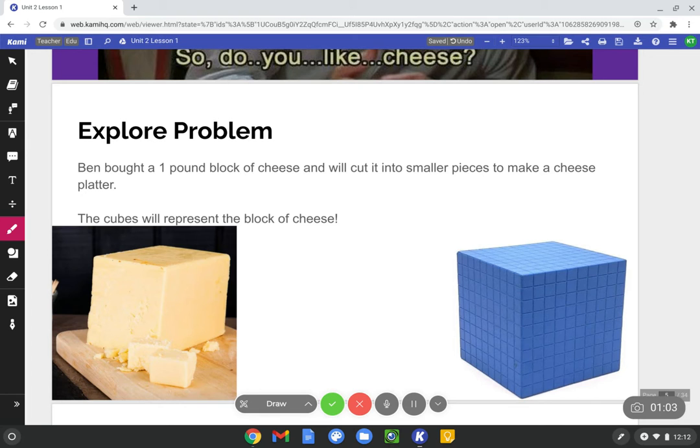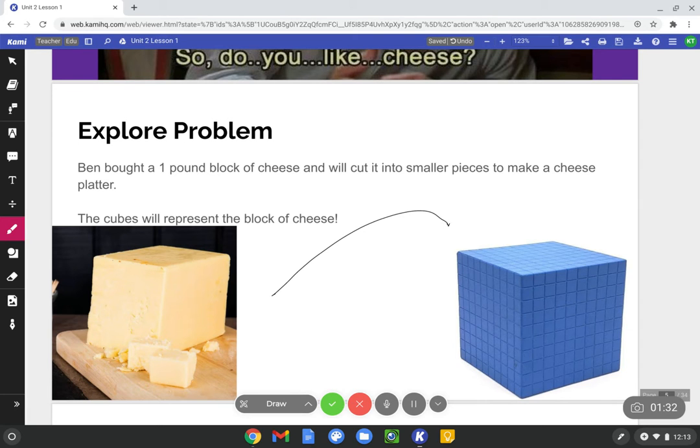So, I have a friend. My friend's name is Ben. Ben is having a party, and he wants everyone at his party to have some cheese. So Ben bought a 1 pound block of cheese. That's this right here. And he's going to cut it into smaller pieces to make a cheese platter so that everyone at his party can have cheese. That seems like a really fun party to go to, a cheese party.